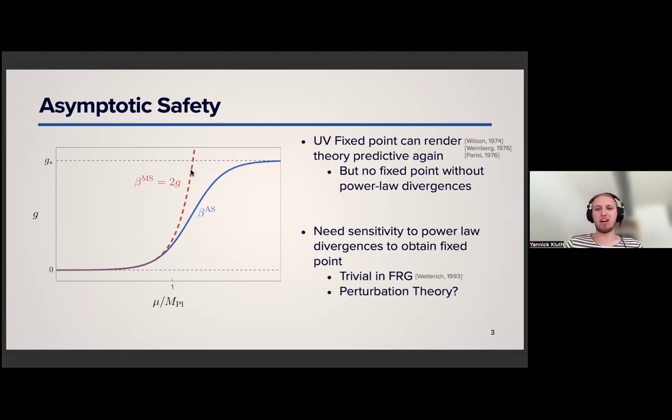Of course, this is more or less well known, but I just want to underline the fact here that we need some sort of sensitivity to power law divergences to obtain a fixed point.